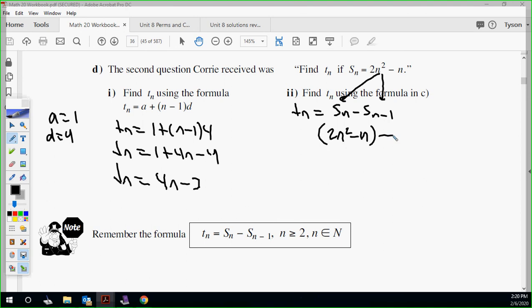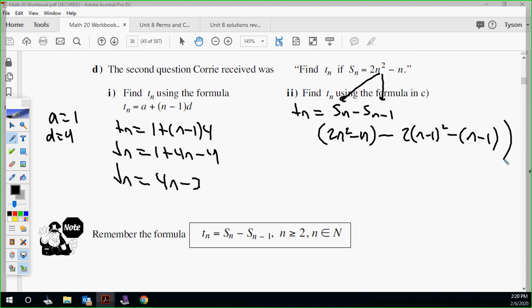I'm going to go minus. And n minus 1, that means the n minus 1's go for n here, okay? So it's going to be 2 times n minus 1 squared minus n minus 1. This is where it gets a little messy looking, because we're inserting n minus 1 into the n. This is strictly just for proof. This is good algebra practice of seeing how we're simplifying. Okay? So don't get overwhelmed with this, please.